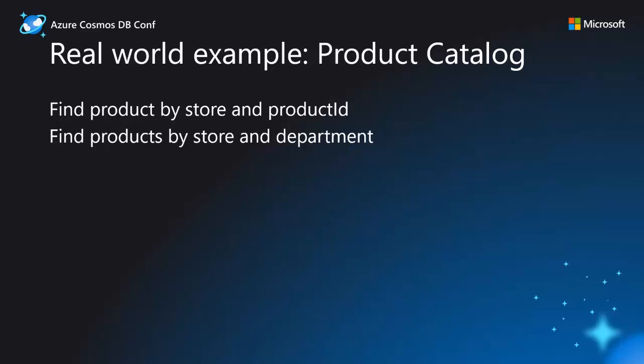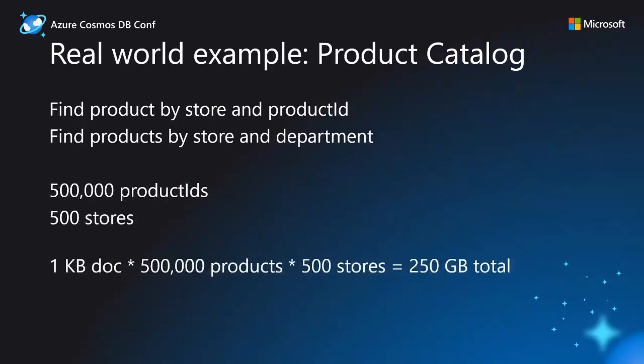So we're thinking, I see store in both of these queries. Maybe store is a good choice. But we need to dive a little bit deeper into the scenario before we can actually make our decision. So now what if I told you there's 500,000 product IDs? So there's 500,000 total products we could have in any given store, and we have 500 stores. So assuming that all of our documents are about 1 kilobyte, the maximum we could have is 250 gigabytes total.